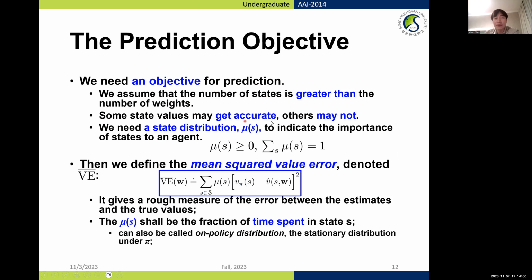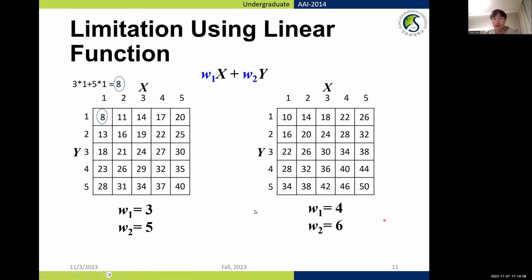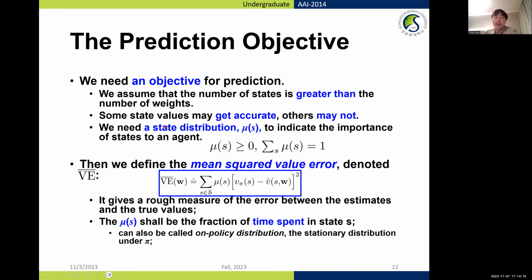Some state values may get accurate, others may not. This is the limitation I just mentioned in the previous slides. If we change the weights, some state values may be better, some may be worse. That's why we need a state distribution. We use mu s to represent that, which indicates the importance of a state to the agent. So it's like following a distribution, where each state has some importance, whether it's a frequently visited state or a less frequently visited state.